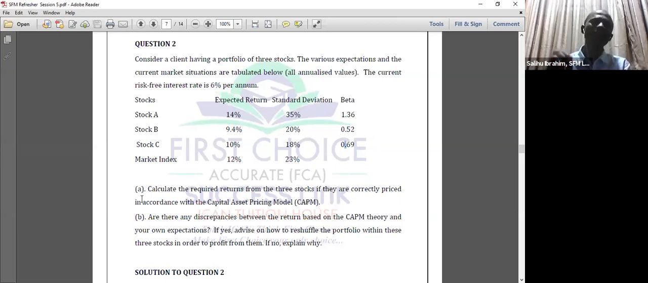Now, what about portfolio theory? Portfolio theory is explaining how you can manage your portfolio in order to derive maximum benefit from that portfolio. That is what we call portfolio theory. You agree with me that every investment has its own associated risk, isn't it? Every investment has its own associated risk.